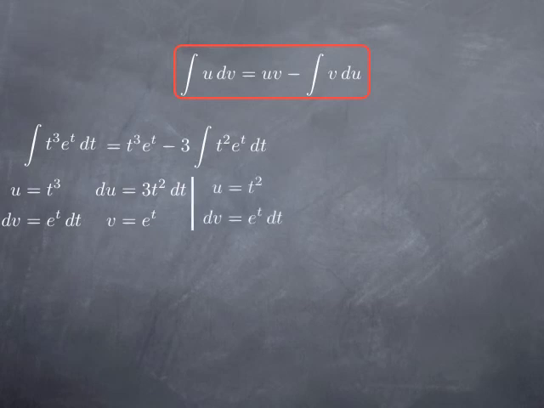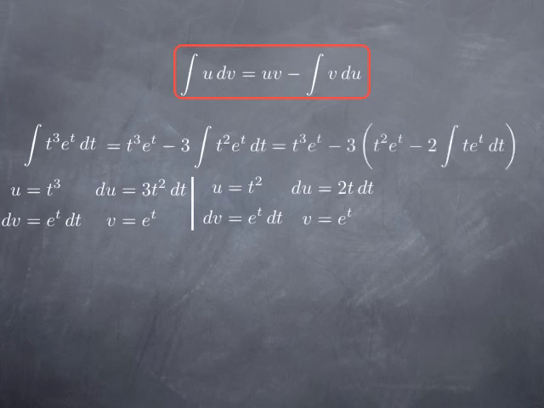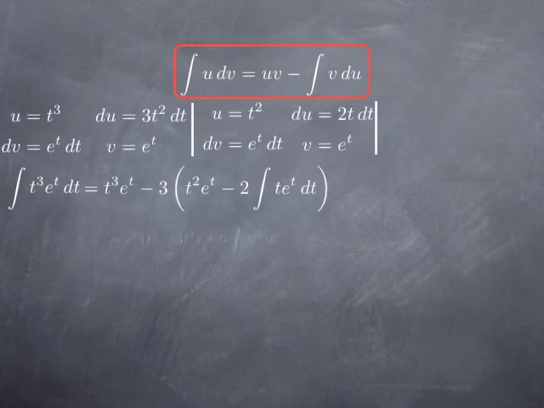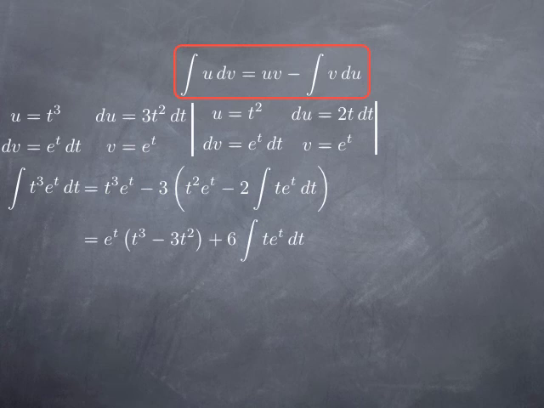Differentiating t squared, integrating e to the t. The derivative of u is 2t dt, and the antiderivative of e to the t is e to the t. So we get t cubed e to the t minus 3 times what we obtain using the integration by parts formula on this second integral, namely uv, that's t squared e to the t, minus v du, that's 2 times the integral of t e to the t dt.